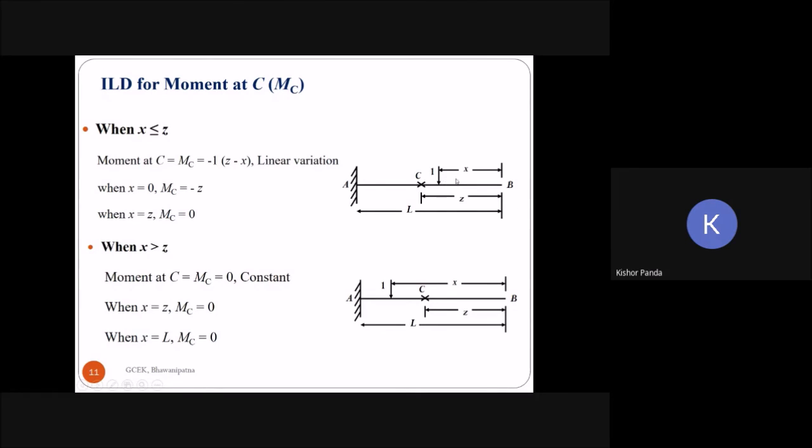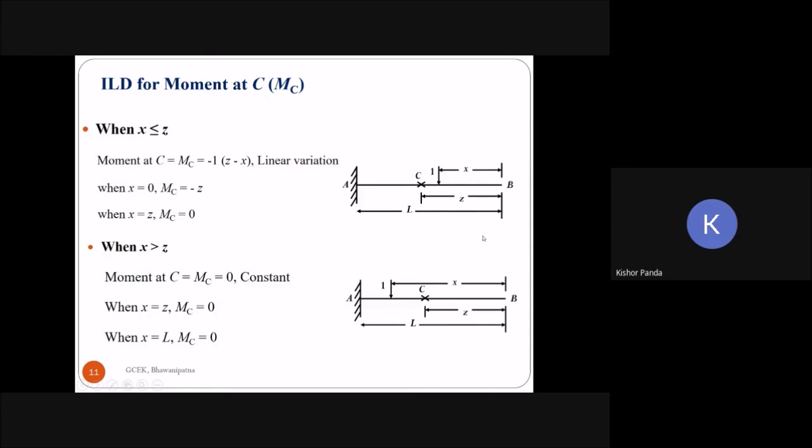When the unit load is present at a distance X from B, between B and C, what is the moment at C? The load is present just to the right side of C. And what is the length from C to the unit load? This length is Z minus X. So MC is equal to -1 into (Z minus X). This is the equation, and here the bending moment is linearly varying with X. So linear variation takes place.